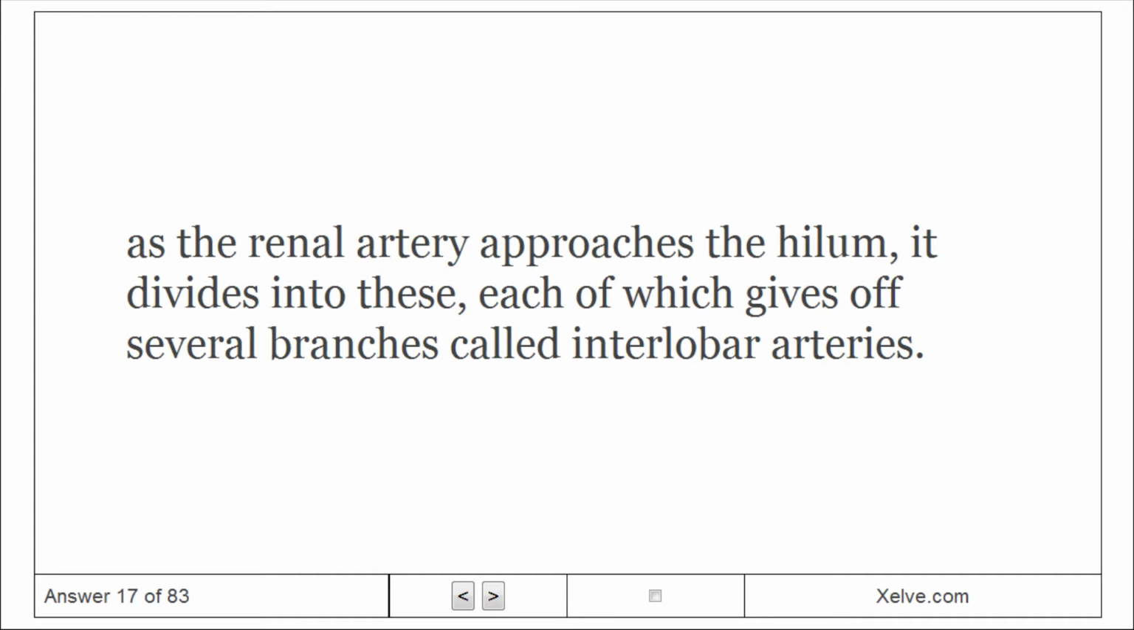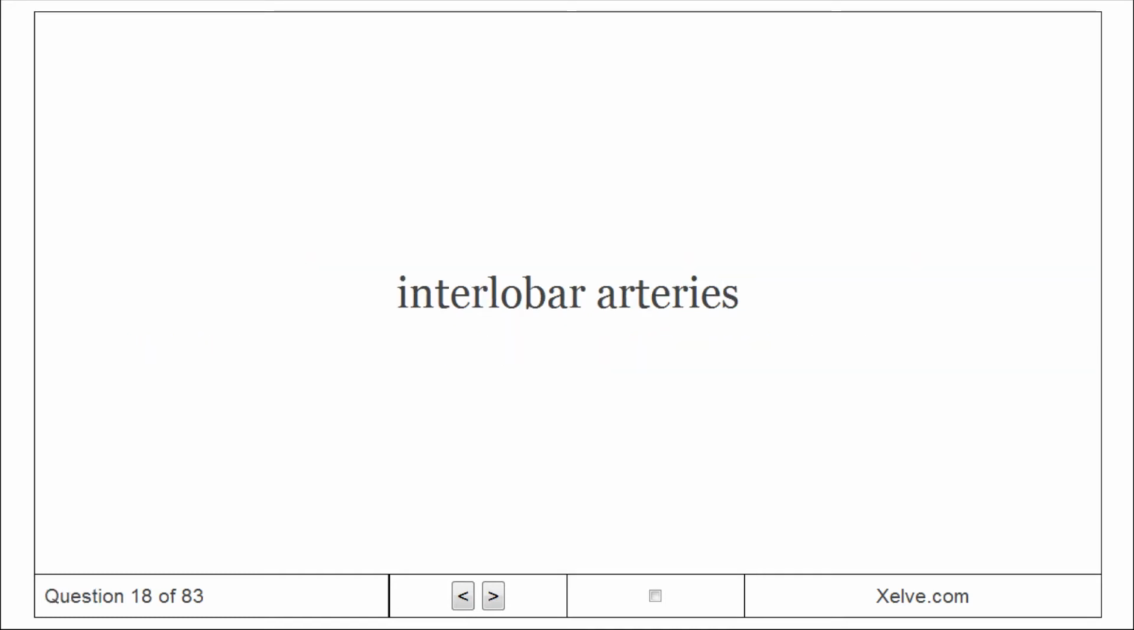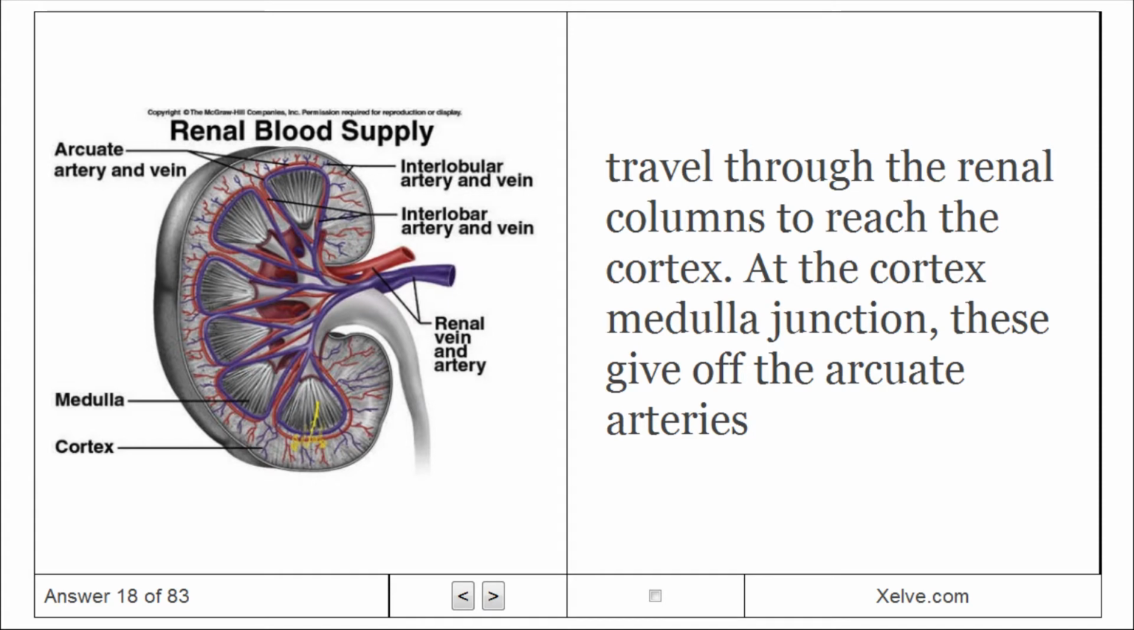Segmental arteries. As the renal artery approaches the hilum, it divides into these, each of which gives off several branches called interlobar arteries. Interlobar arteries travel through the renal columns to reach the cortex. At the cortex-medulla junction, these give off the arcuate arteries.